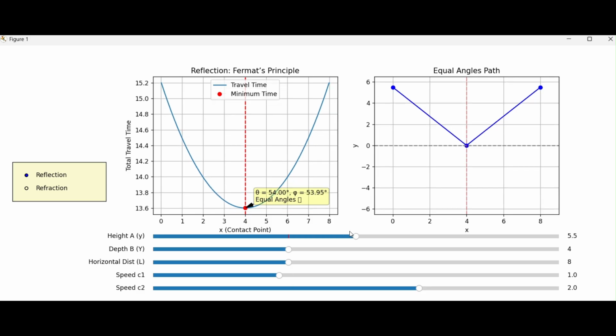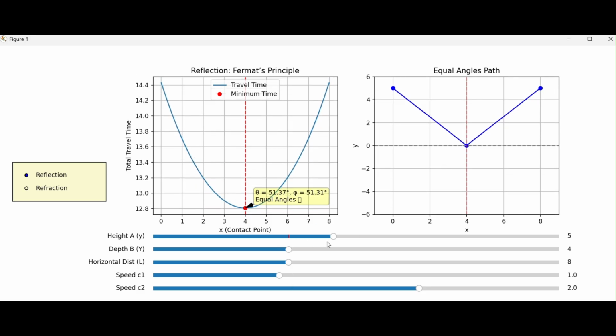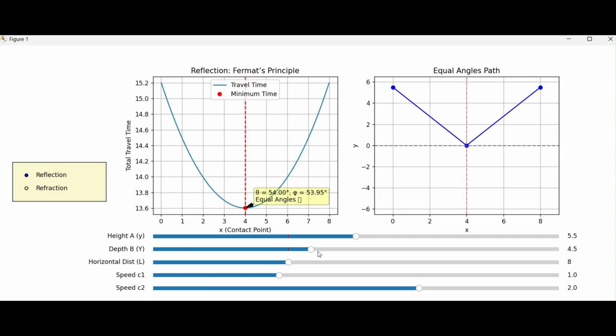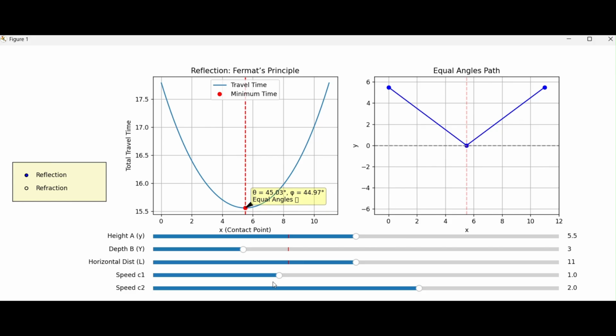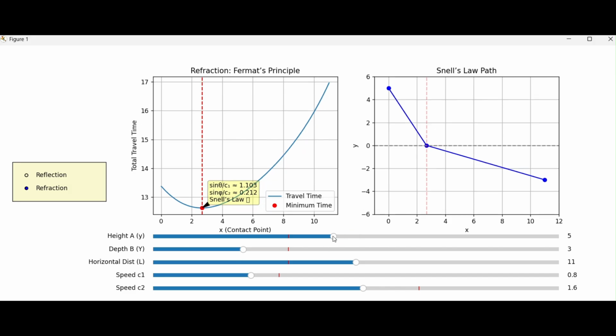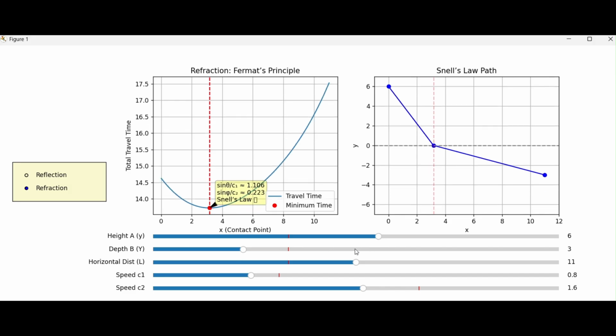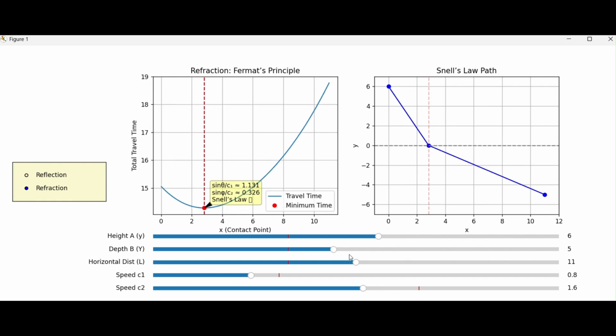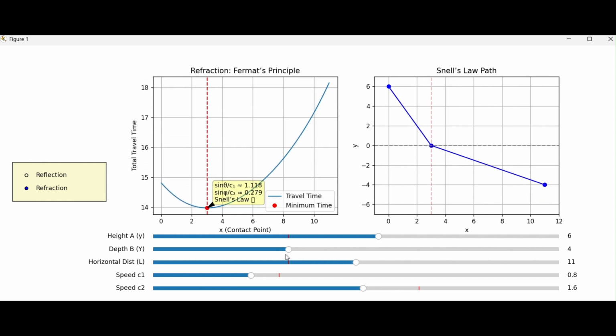To prove Fermat's principle and Snell's law, we have graphs where c1 and c2 are the wave speeds in the two media, and the curve will always have a minimum. And according to Fermat's theorem, this is the path that the light will take, which means that the red dot is the minimum point. And in reflection mode, the minimum occurs at exactly x equals L over 2 when the setup is symmetric, which corresponds to equal angles of incidence and reflection.